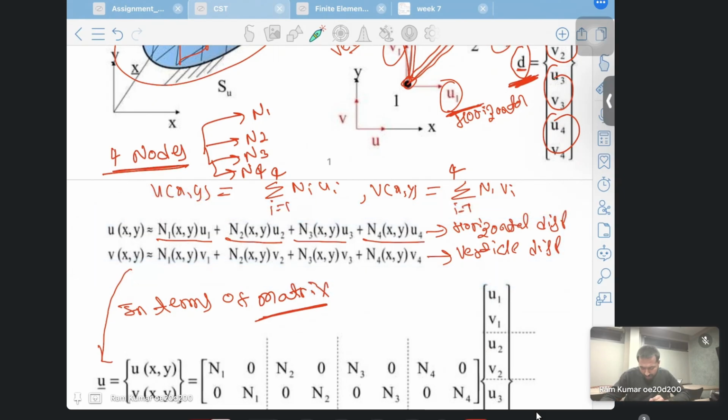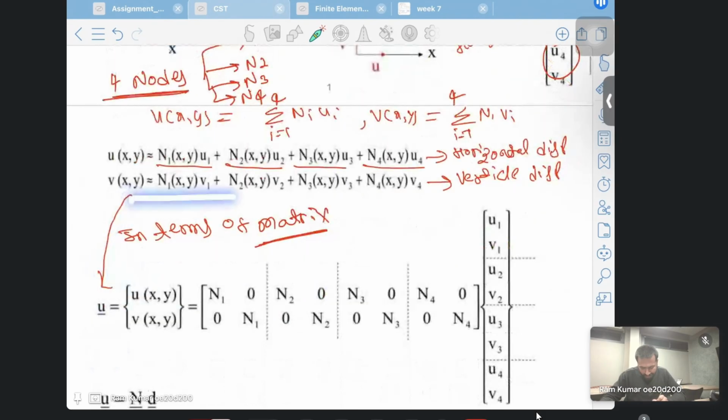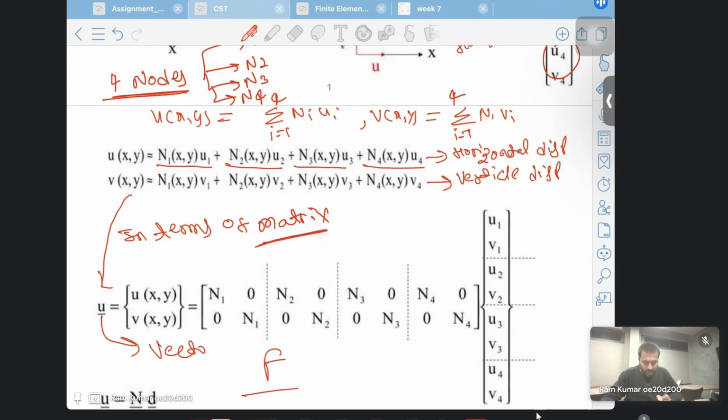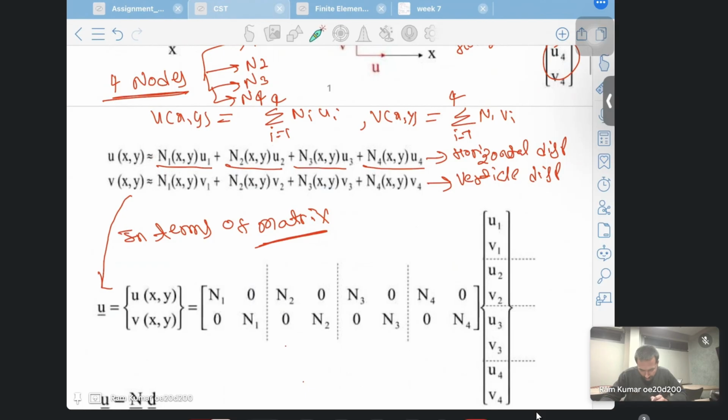So what we will do is write this expression in matrix form. The same expression in matrix form: u equals, where u is the total displacement and this means a vector, like when I write force, this means a force vector. So u equals ux, vx, this is the displacement of that element. Then N1, 0, N2. How do we get from this matrix to here?